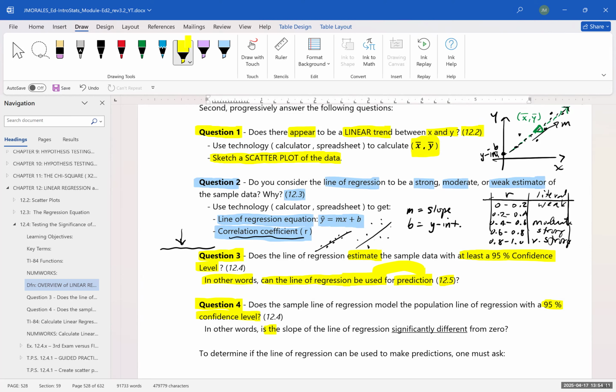In other words, is the slope of the line of regression significantly different from 0? Remember that if you had two random variables, x and y, and their scatter plot looked something like this, and then you calculate a line of regression that looks like a horizontal line, this horizontal line has a slope of approximately 0. What this shows is that no matter what value of x you've got, the value of y doesn't change. That shows there's no correlation between these two variables.